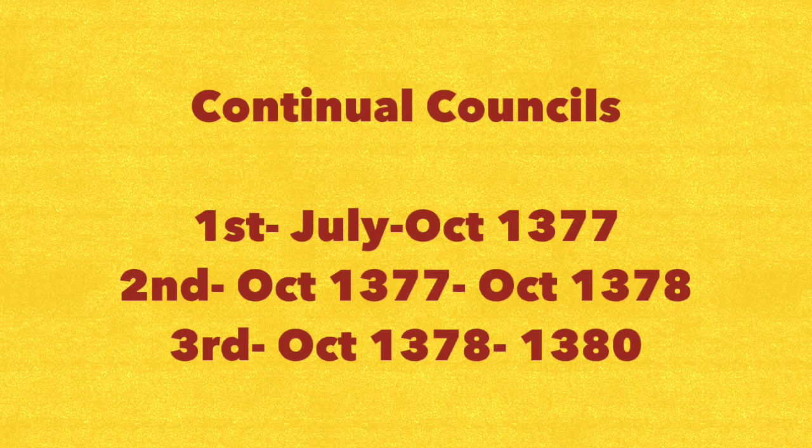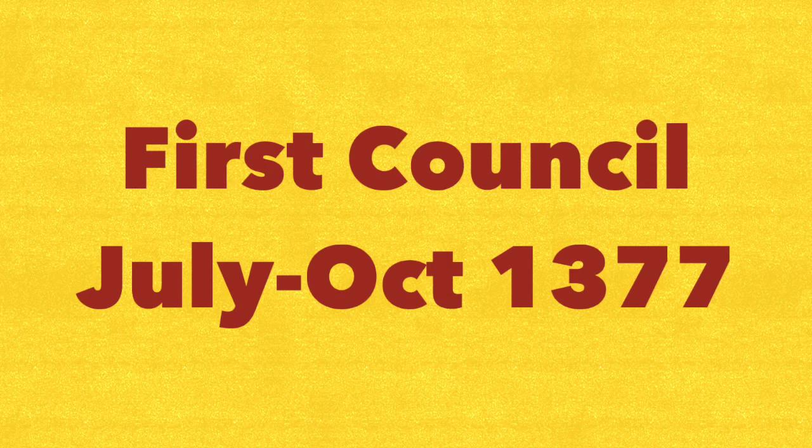So the first Continual Council was from July to October in 1377. The second was between October 1377 and October 1378. And the third and final Continual Council lasted from October 1378 to 1380. What we're now going to look at is each council in turn, who they were made up of, and their aims. So firstly, we're going to look at the first council.